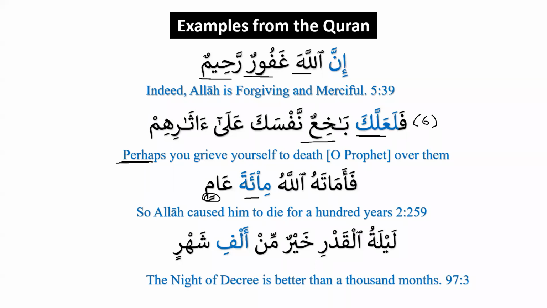Then we have the example of alf, laylatul qadri khayrun min alfi shahr. Now we can see here that after alf, the noun is singular and it is majroor. So one example of miyah, one example of alf, one example of la'allaka, and one example of inna. Of course, there are many examples of these in the Quran, but if we can remember one example initially, inshallah, that will be enough for us. The night of decree is better than 1,000 months. So here we have miyata amin, and here we have alfi shahr.